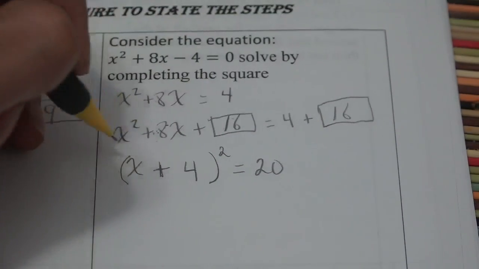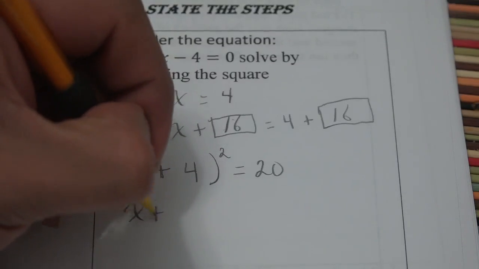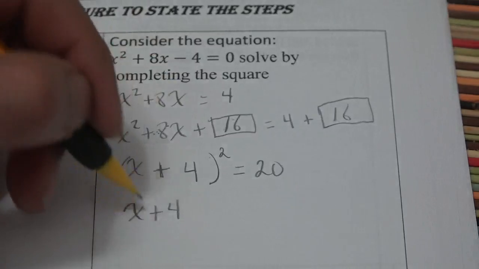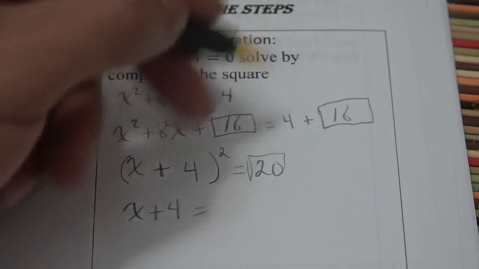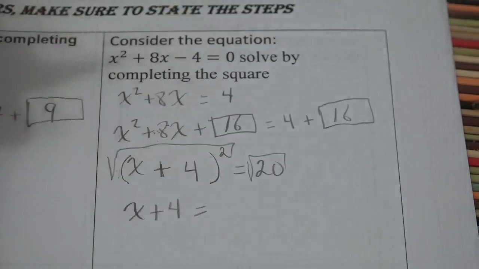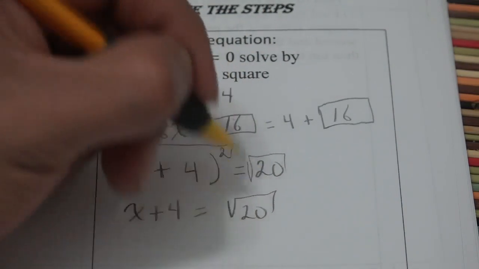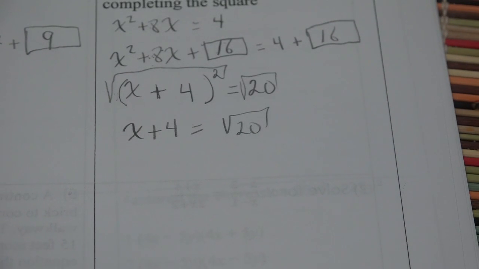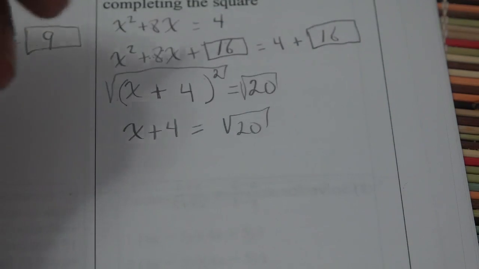What else do I do? I square root both sides. By square rooting both sides, this cancels out, leaving you with x plus 4. Now, remember that, let me just write it. Okay. So, square root of 20. I don't know what the square root of 20 is. It's a number between, the square root of 16 is 4. The square root of 25 is 5. So it's a number between 4 and 5.